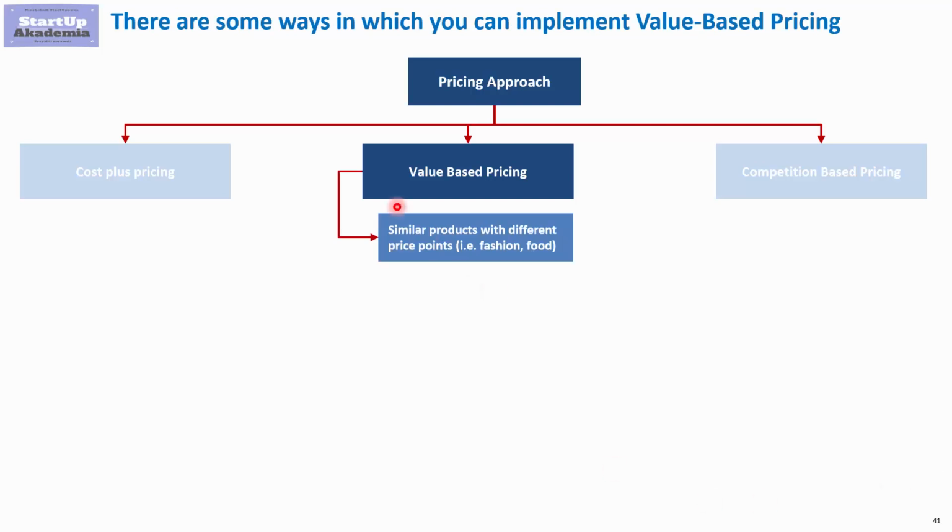In the first approach, you have similar products with different price points, and this approach is used in fashion and food. In this approach, you extract the value by simply providing different options to the customer at different prices. You can witness this every day in the stores and restaurants you visit. For example, if you go to a coffee shop, you'll see a small coffee at a price of $3, medium at $3.5, and large around $4.